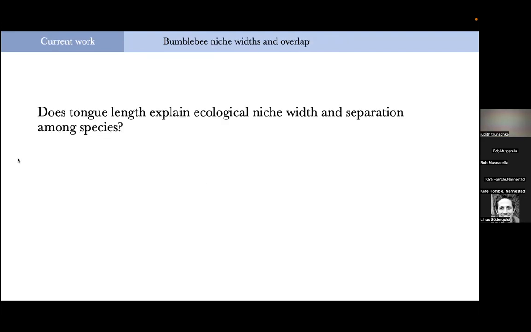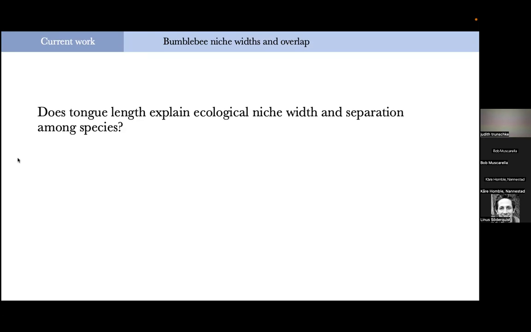And the trait that is important for bumblebees for finding and accessing floral resources is their tongue length. So it's the proboscis of a bee, and it defines how deep they can dig into a flower to extract nectar as a resource. And so we were asking whether tongue lengths can explain this ecological niche variation a little bit better, and also explain that closely related bumblebees that have similar proboscis lengths or tongue lengths can visit similar sets of species.